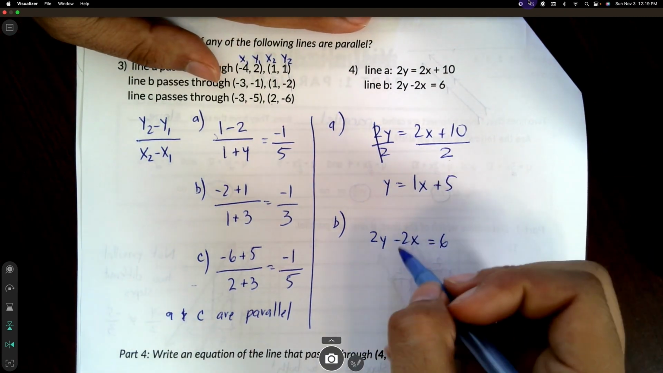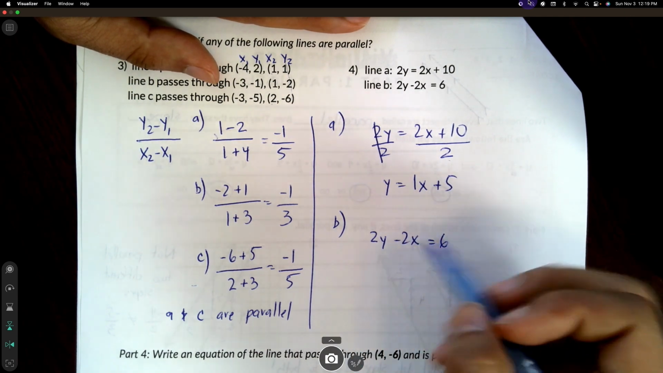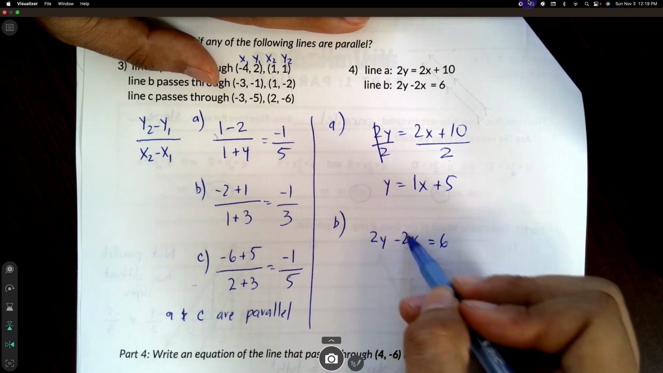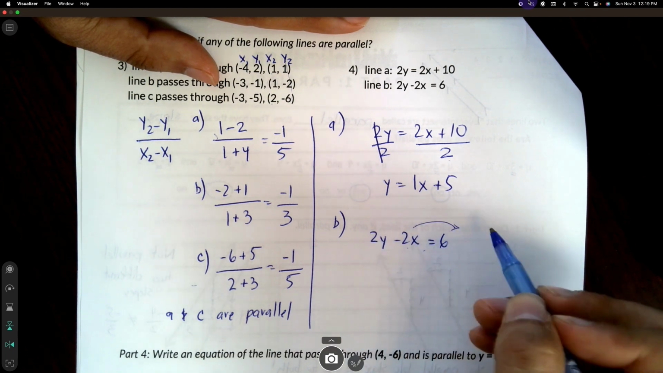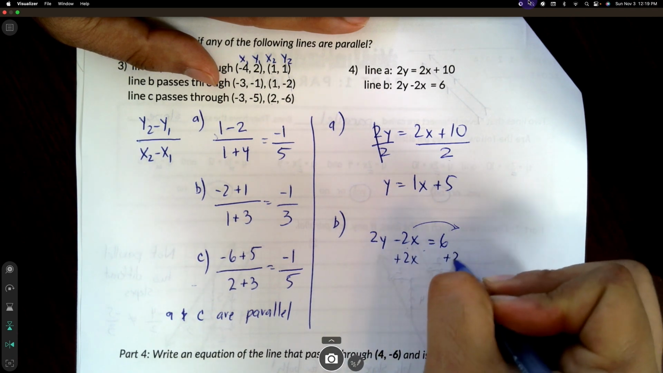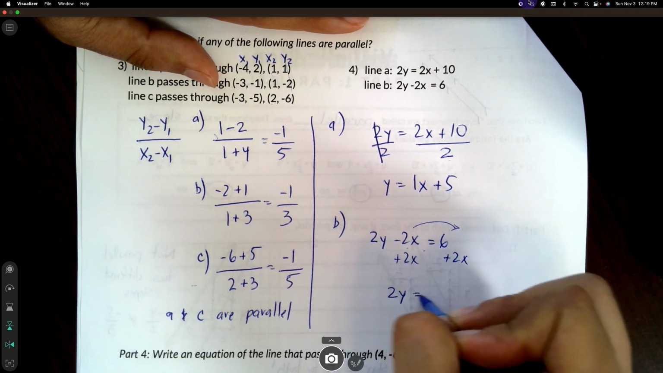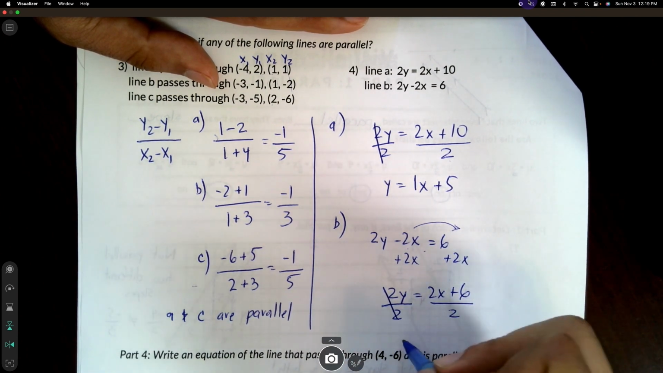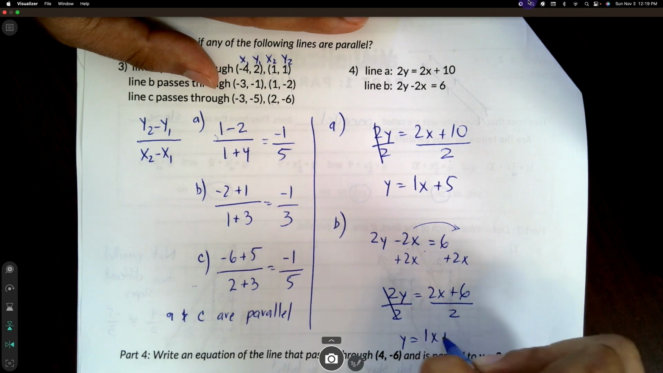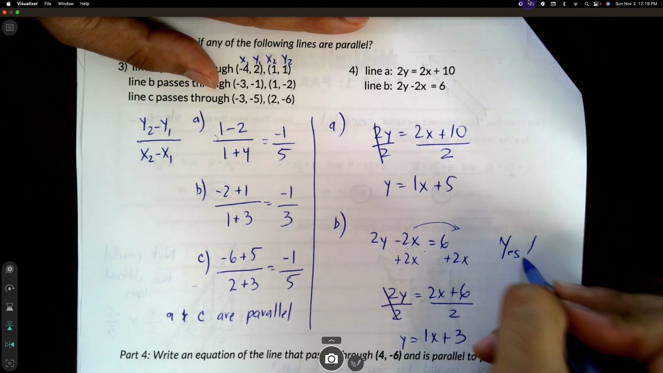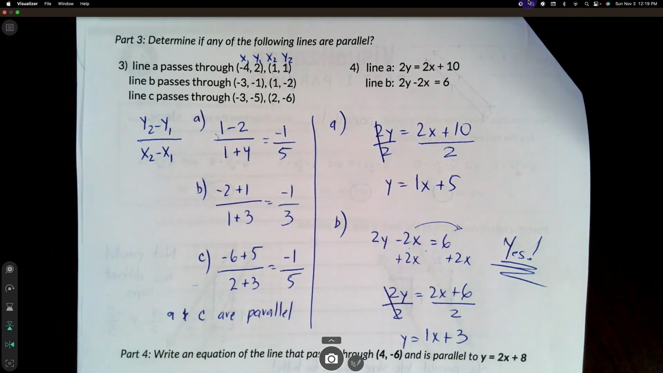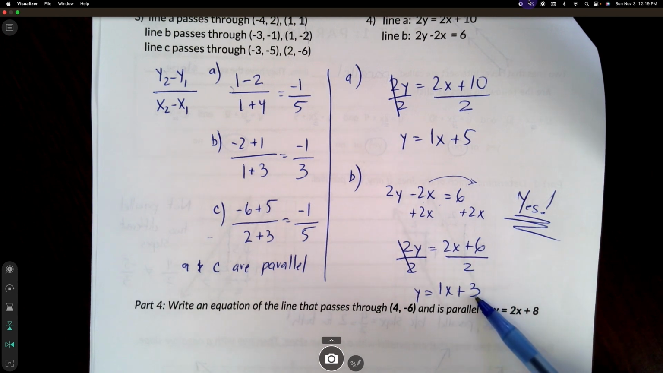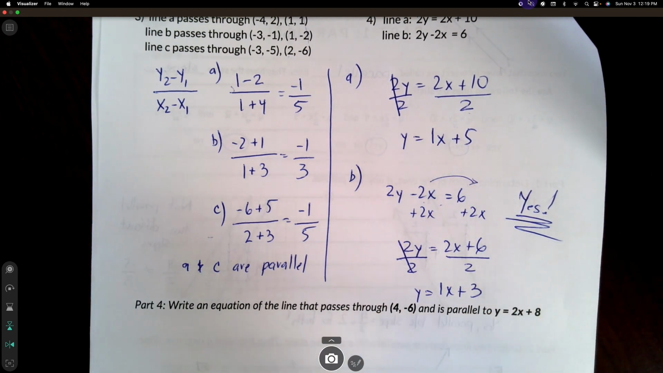On this side, I have to do a couple things. I need to first get rid of this negative 2x. Notice how we have the y's and the x's on the same side of the equal sign, so we need to move these over there. So add 2x to both sides. This leaves us with 2y equals 2x plus 6. Then we divide by 2's, and we're left with y equals, again, 1x and then plus 3. So yes, these are parallel. Okay? They have a different y-intercept. This one crosses at 5 and this one crosses at 3, but they both have the same slope, the same number in front of the x.